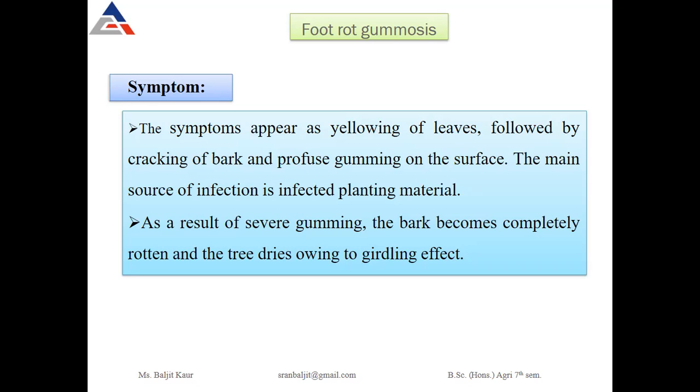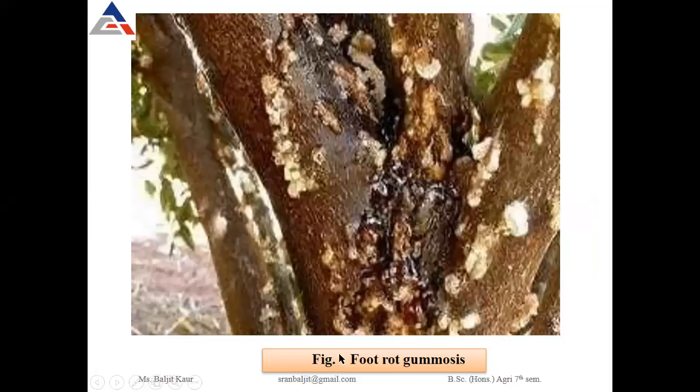As a result of severe gumming, the bark becomes completely rotten and the tree dries owing to the girdling effect. This is the picture of a tree which is heavily attacked by foot rot gummosis, and this is the gumming on the bark of the plants.